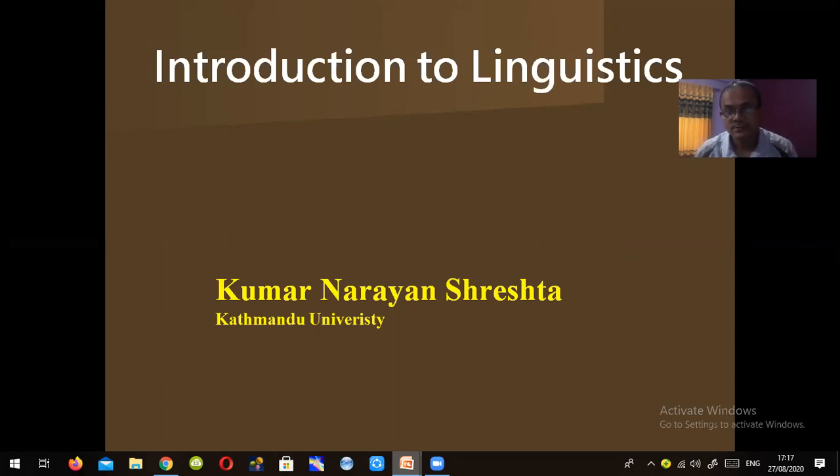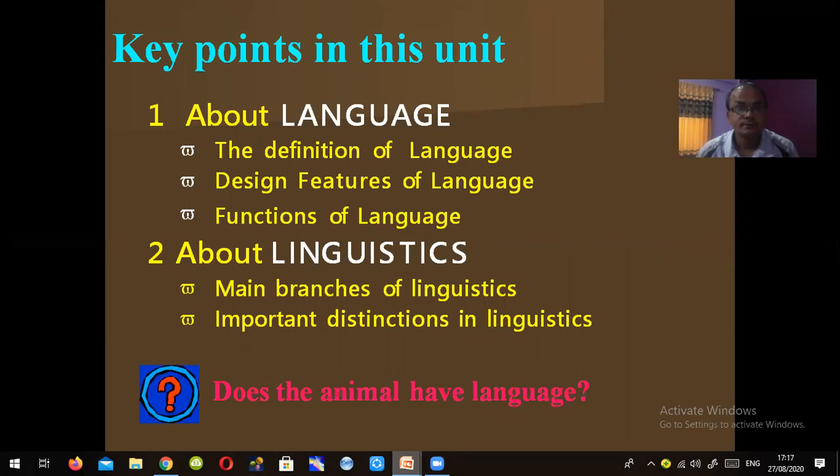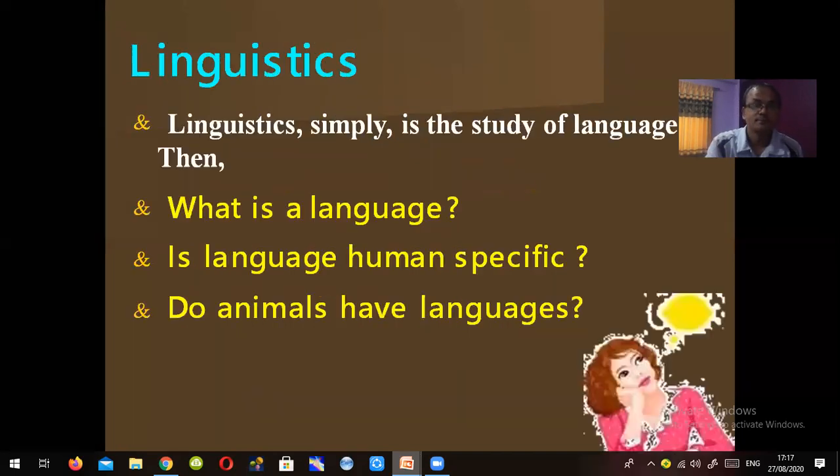In today's class, we are going to talk about linguistics. Today, especially, I'll cover what is language, that means the definition of language, its features and functions in short. Similarly, in the next section, I'll talk about what is linguistics, its main branches, and important distinctions in linguistics.